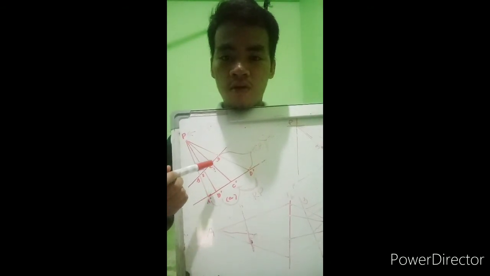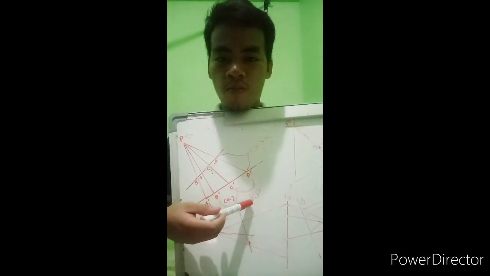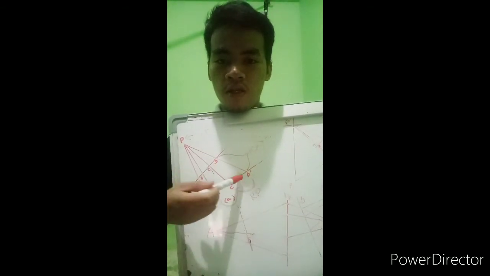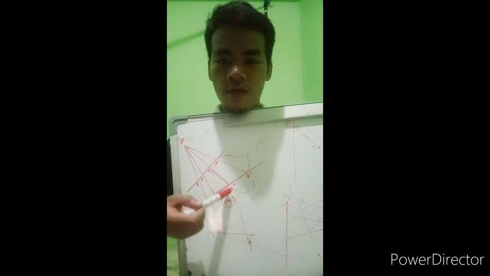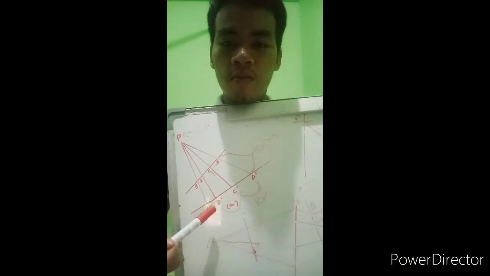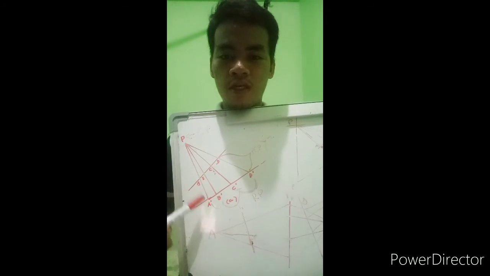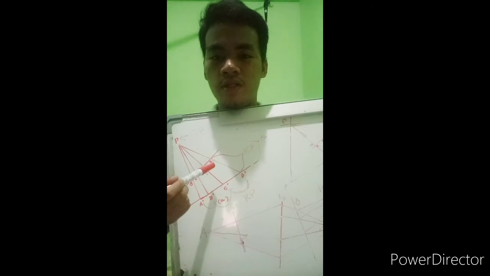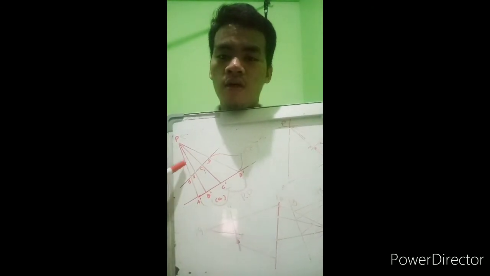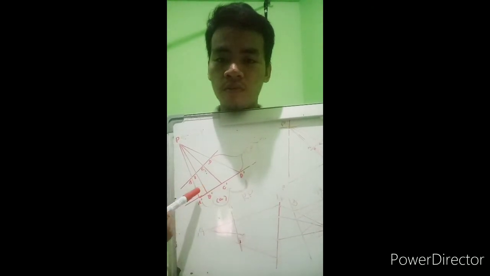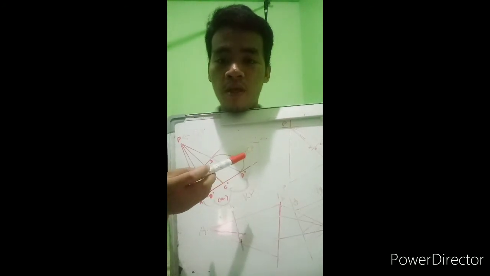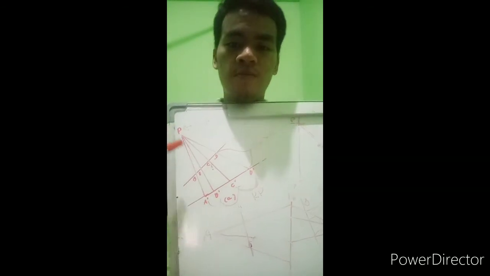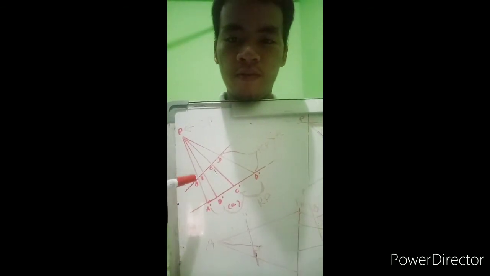Itong mga points na to, tinatawag silang ranges of points. Tapos yung D prime at saka D, C prime tsaka C, B prime tsaka B, A prime tsaka A, tinatawag silang pairs of corresponding points. Tapos itong dalawang horizontal line naman na ito, tinatawag silang pairs of lines. So, ganun lang kasimple yung perspectivity.